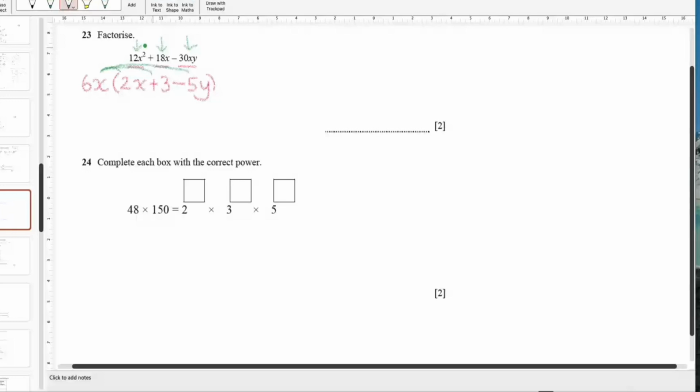So our factorized answer will look like this: 6x multiplied by the trinomial 2x plus 3 minus 5y. And there you will get your 2 marks.